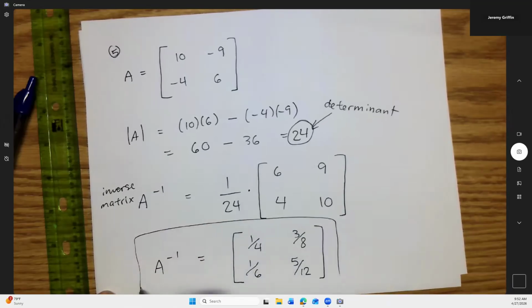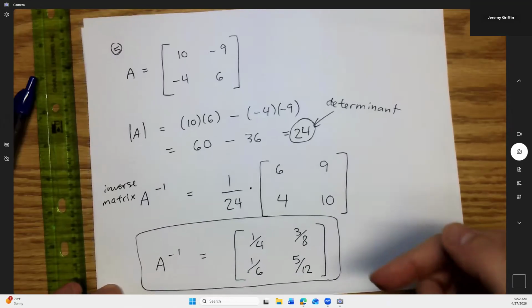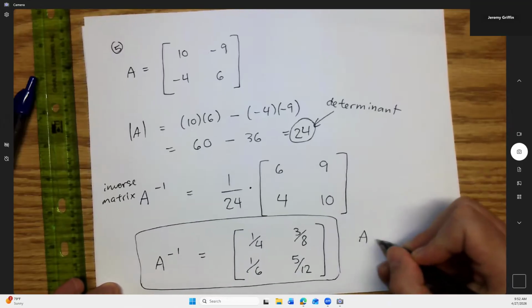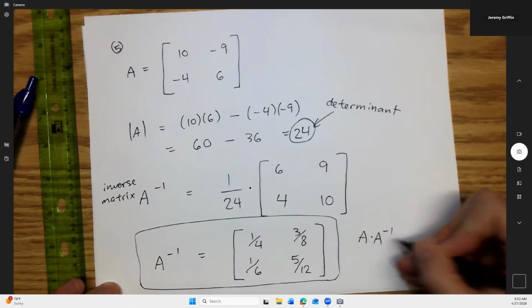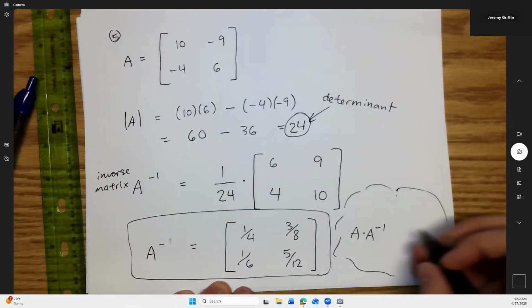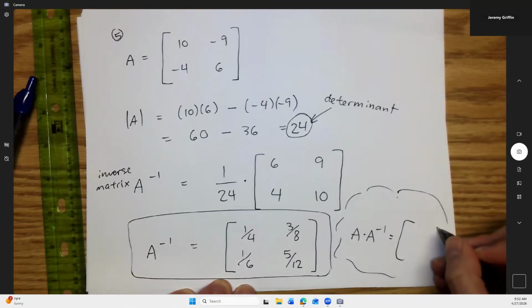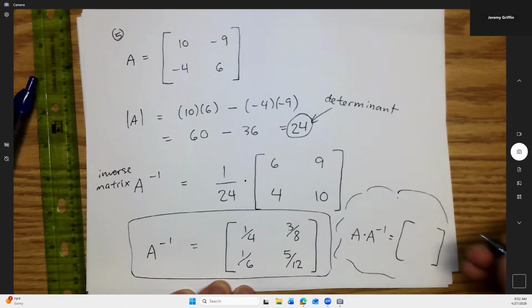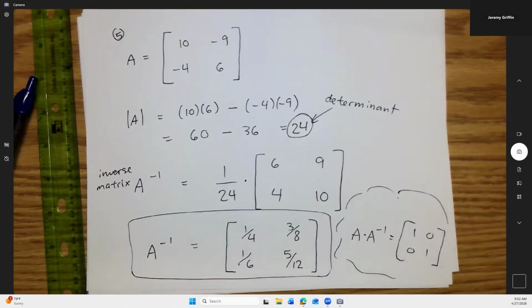Now, if you wanted to check, you take that inverse and multiply it by the original matrix or vice versa, you can multiply them in any order. Guys, this would be equal to what? The identity, 1001. Exactly. And that's what we did with the last one.